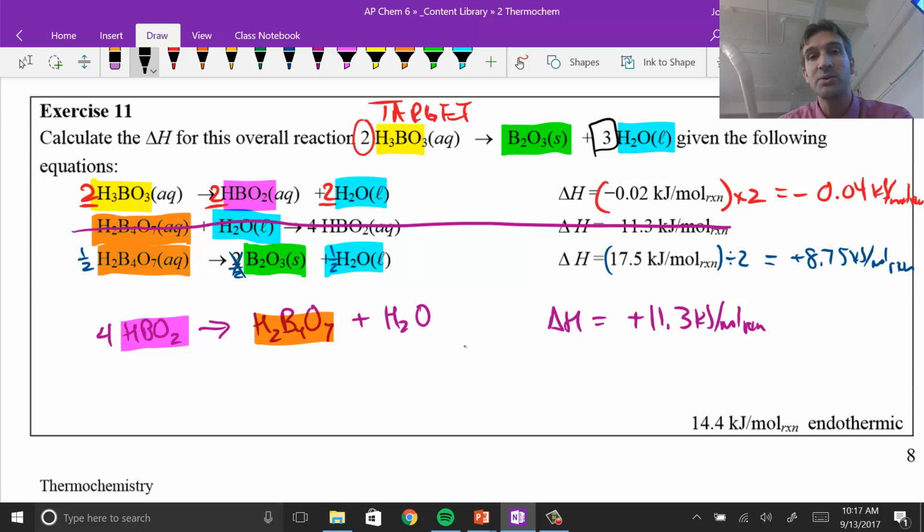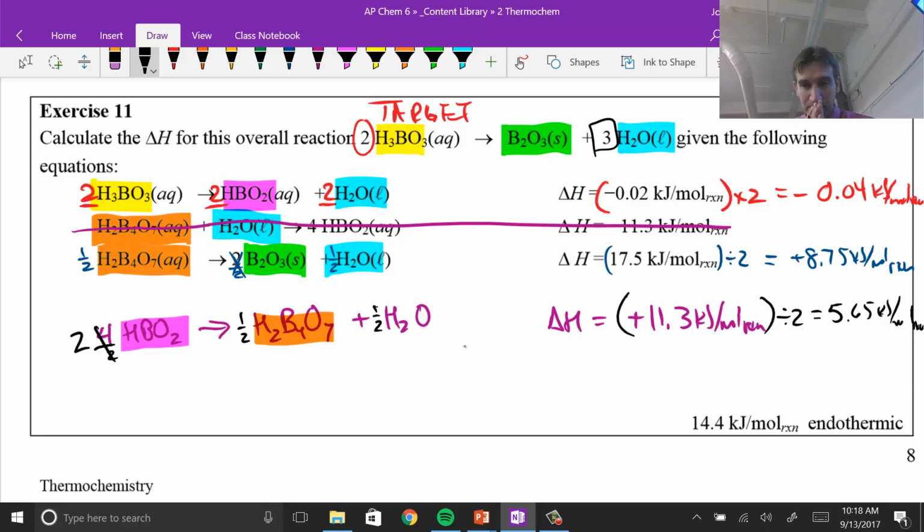We can fix this by multiplying by 1/2 or dividing by 2 once again through this equation. So dividing by 2, this 4/2 becomes 2. And now that'll fix the HBO2 problem. I will have 1/2 on the H2B4O7. That'll fix that problem. And finally, I get a 1/2 here, and I update my total by dividing by 2 on that. Okay? So breaking that down also in terms of the math, it should give me 5.65, and that's a positive now, 5.65 kilojoules per mole reaction.